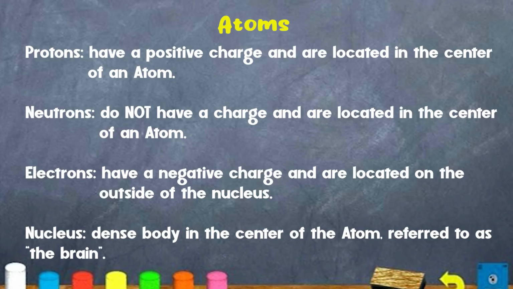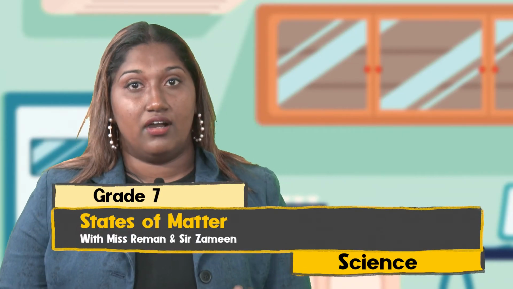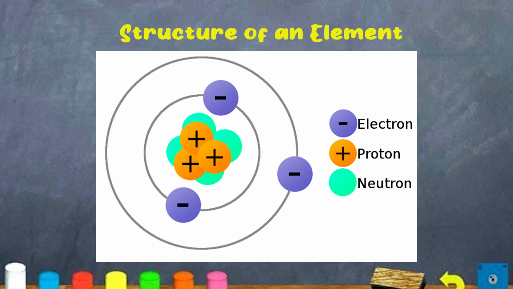Now, finally, you have the nucleus. This is a dense body in the center of the atom. It is normally called the brain of the atom. Now, let us take a look at the structure of an element. Here you can see in the center you would have your proton and neutron, and around the rings you will have your electron.